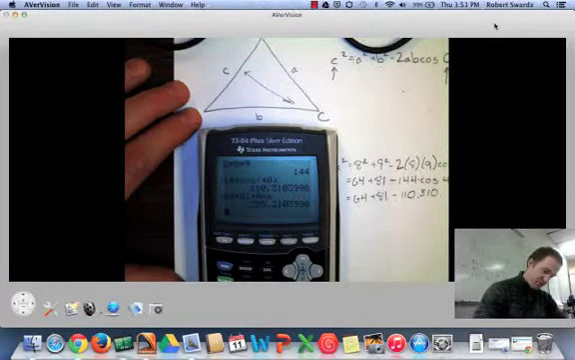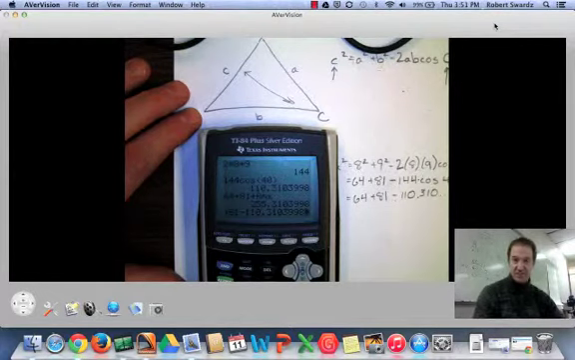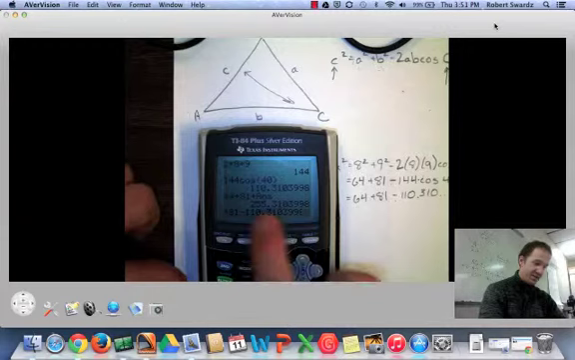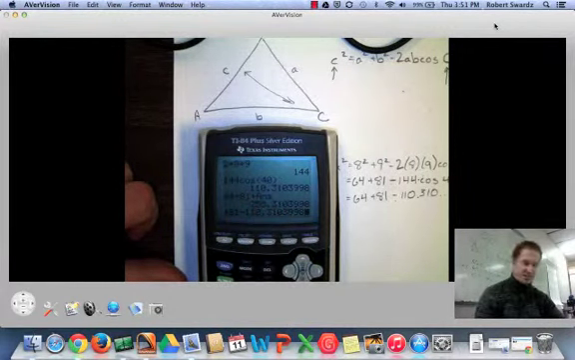So I've got to do 64 plus 81 minus, let's see, 110.3103998. So I just type in all the digits I can. It's a pain. But if you have that ANS button on your calculator, which again most scientific calculators have, you can use that. It's a lot easier.